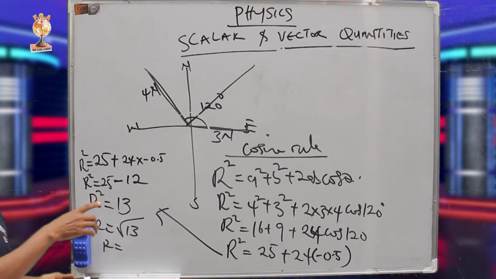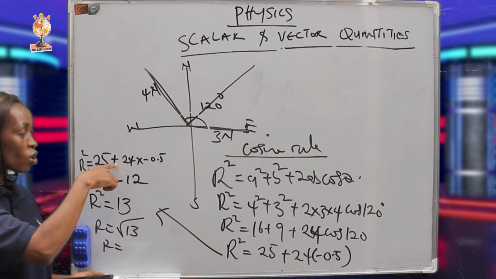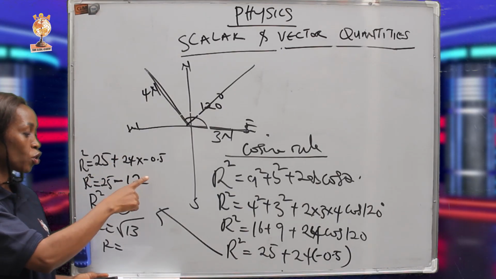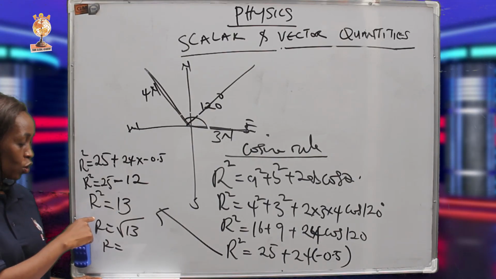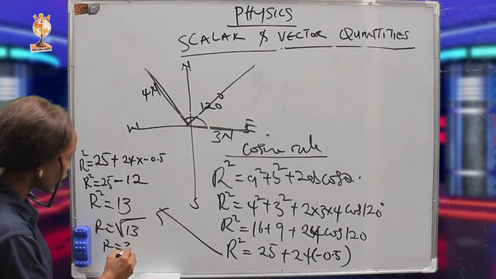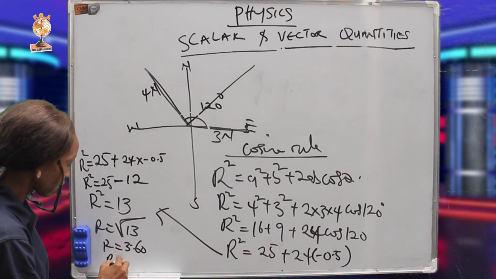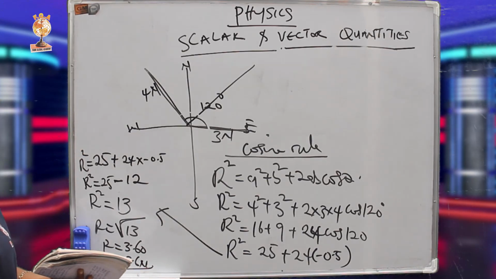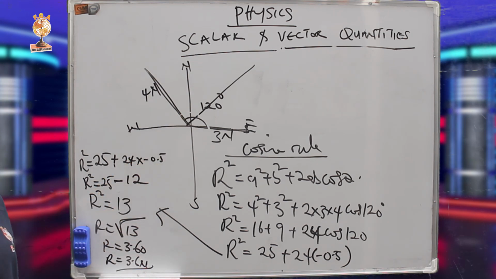The sign will definitely change. Minus 0.5 times 24 is minus 12. Plus minus is minus, so I have 25 minus 12, which is 13. Remember, I am not looking for r square, but r. So r will become the square root of 13, which is 3.60 and so on, so approximately 3.6 Newton. So now the resultant is 3.6 Newton.